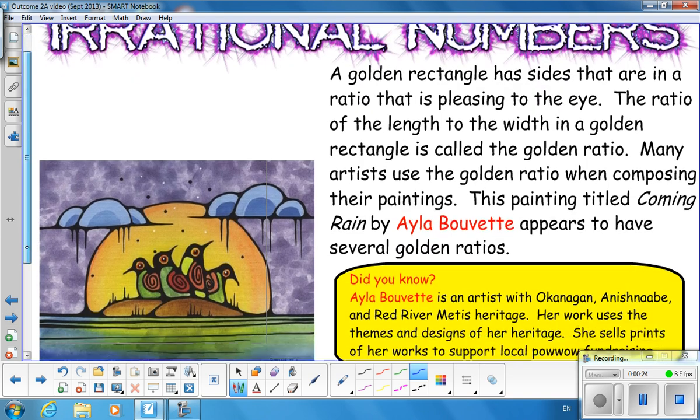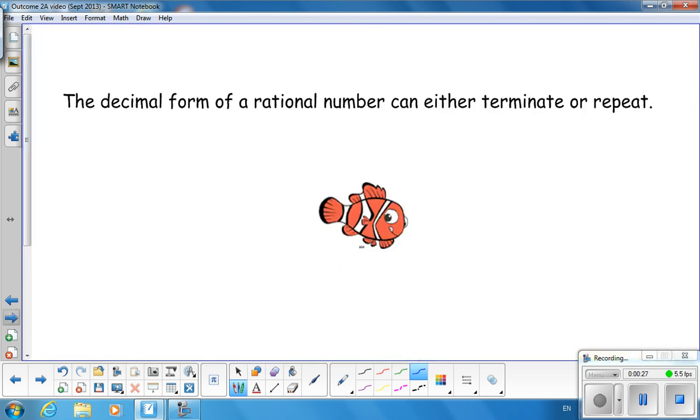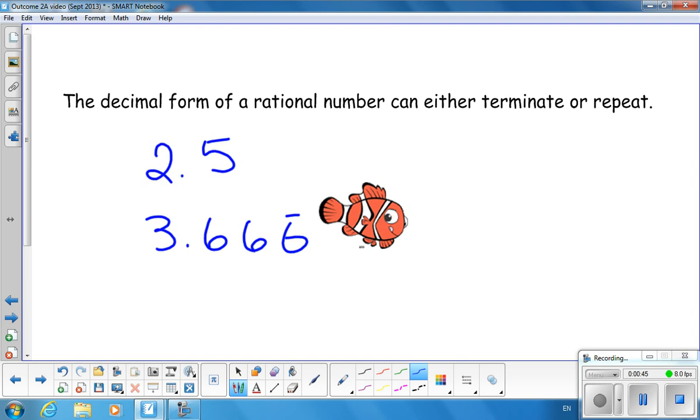Lesson 1, Irrational Numbers. The decimal form of a rational number can either terminate or repeat. So rational numbers will be things like 2.5, 3.666 repeating. They can also be whole numbers, such as 5. The decimal part terminates or repeats.